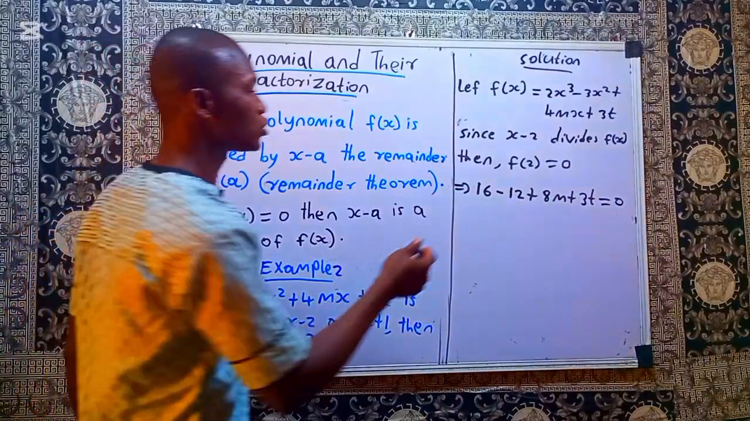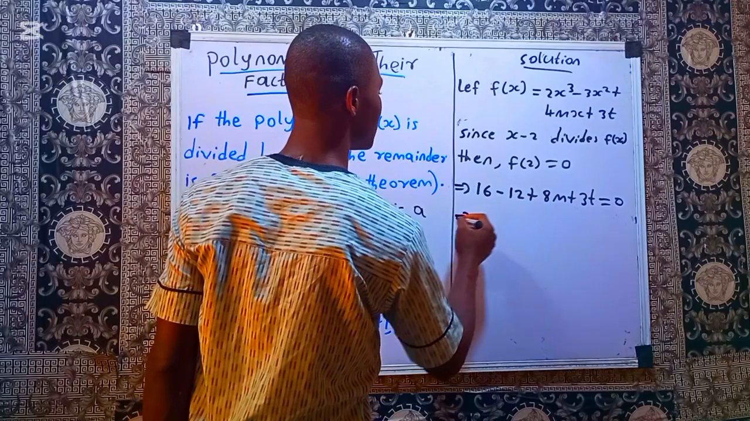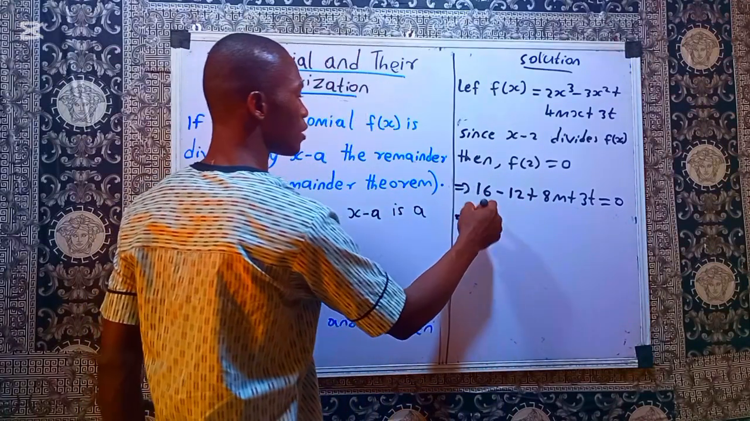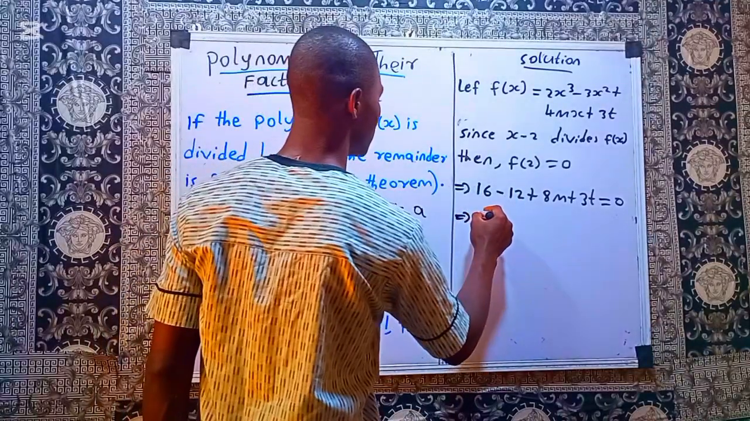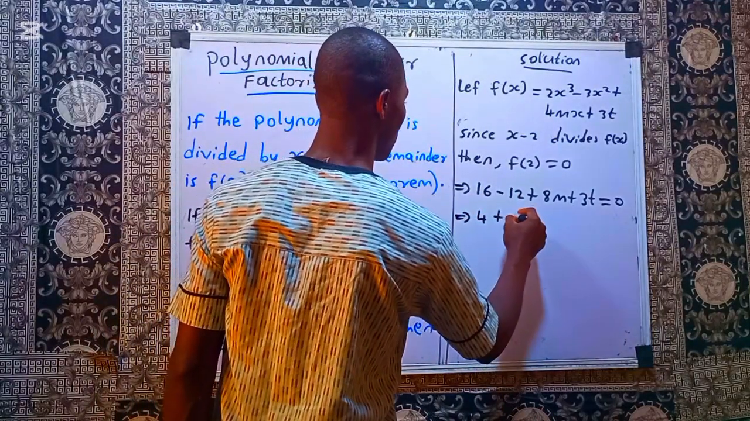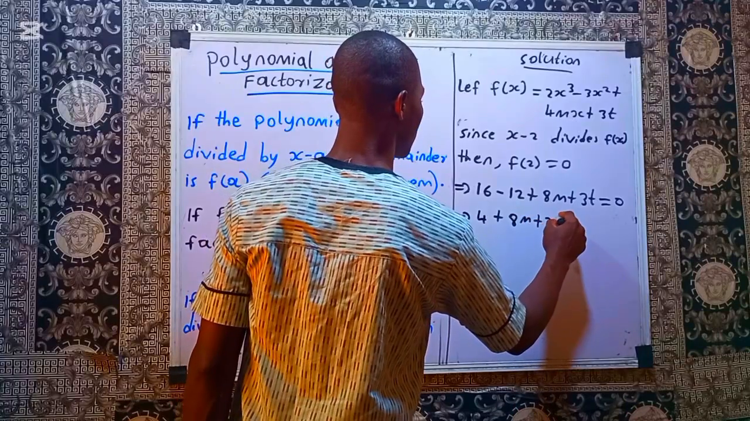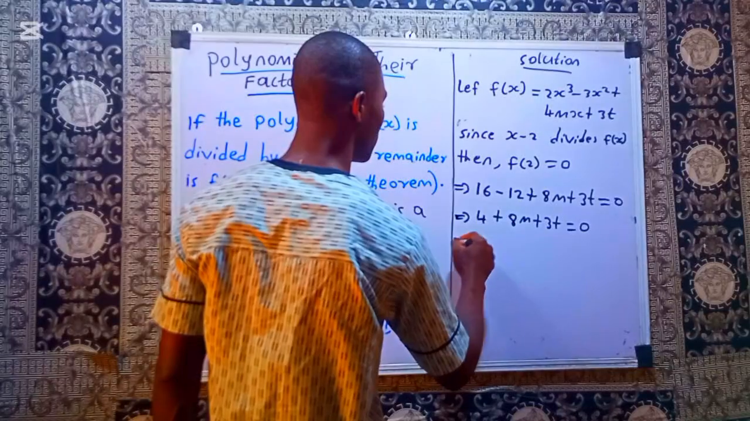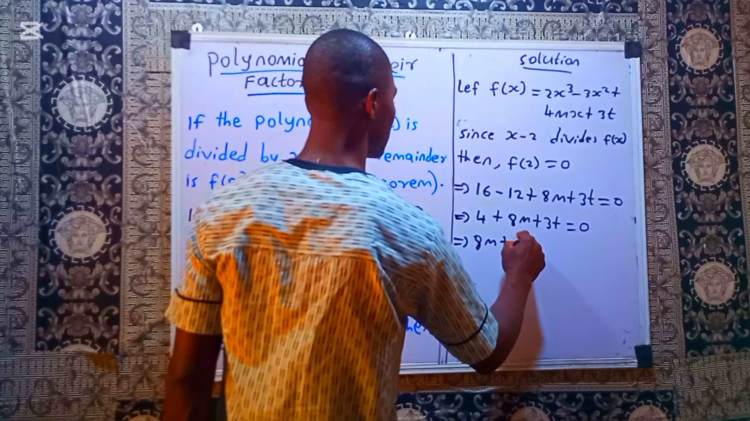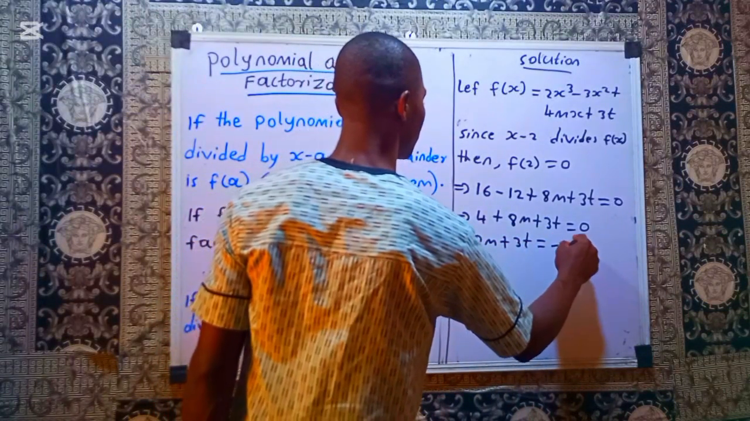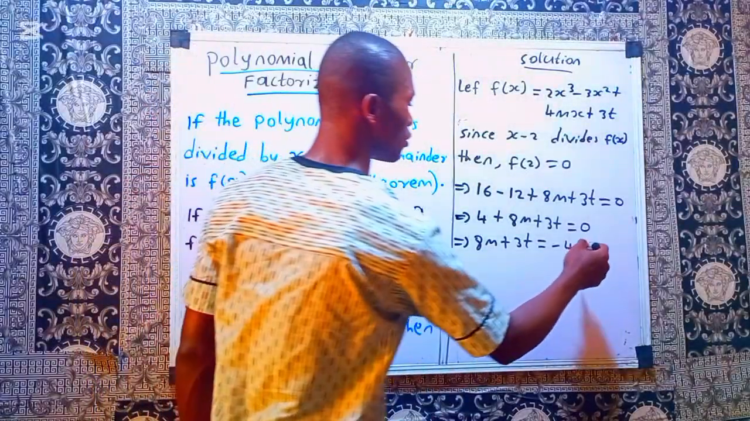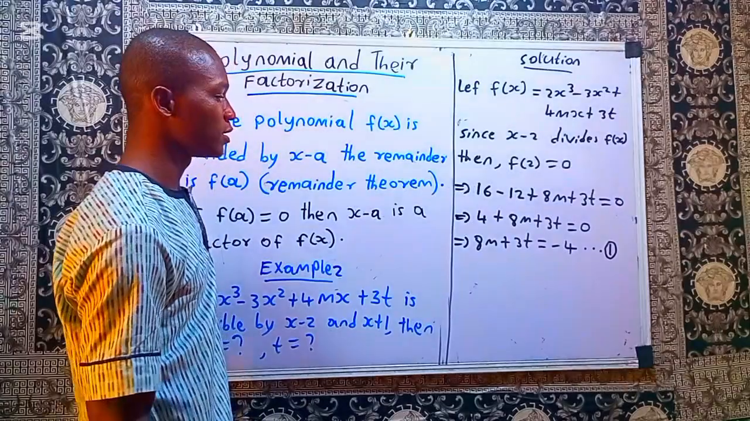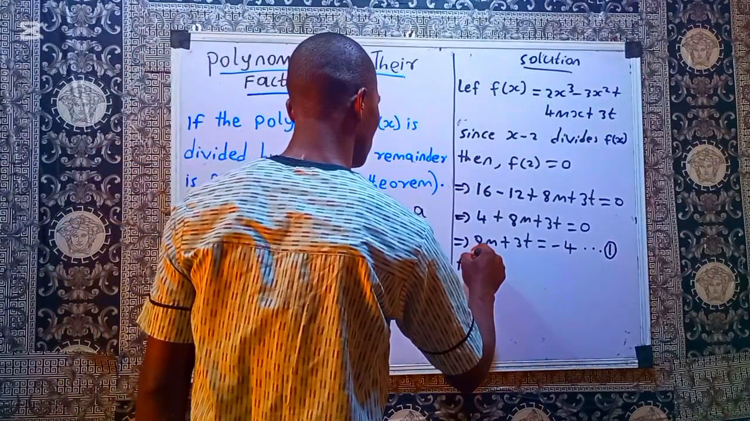This will be equal to what? 0. So let's simplify this further. 16 minus 12 is what? 16 minus 12 is 4 plus 8m plus 3t equal to 0. If we move 4 to the other side, we are going to have 8m plus 3t is equal to negative 4. Right? We name this equation what? 1.